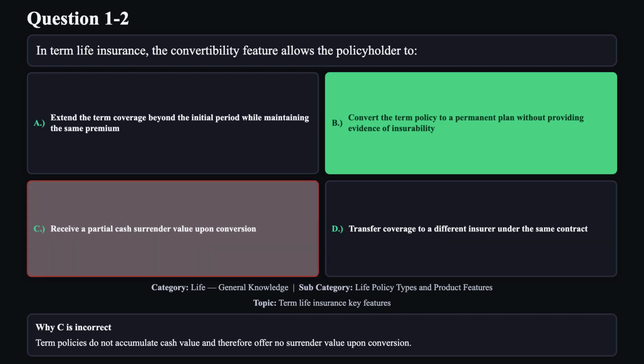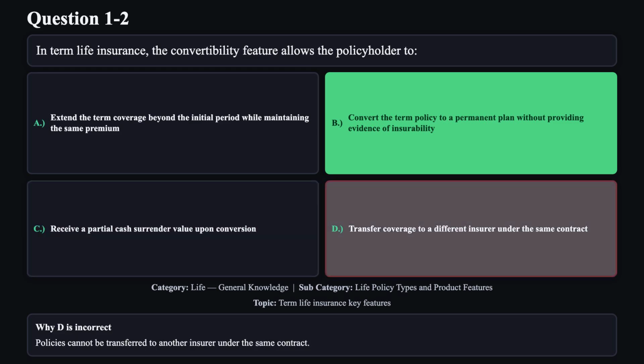Reason C is not correct. Term policies do not accumulate cash value and therefore offer no surrender value upon conversion. Reason D is not correct. Policies cannot be transferred to another insurer under the same contract.